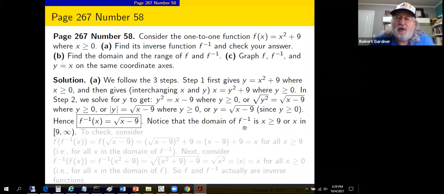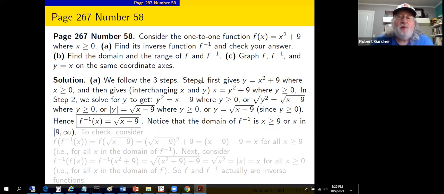Quick comment, I guess the domain of the inverse function is x greater than or equal to 9 because we can't take square roots of negatives. So we got rid of the absolute value with a justification. You don't just drop the absolute values. Many times we've gotten rid of the absolute value by dropping it.